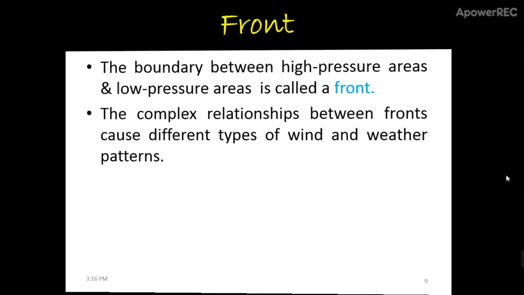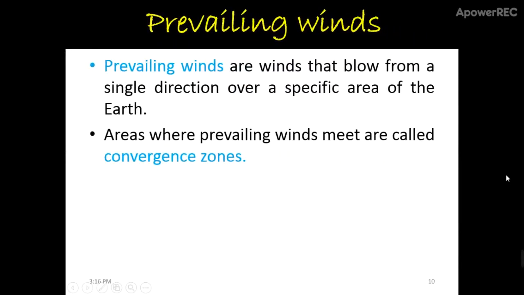Prevailing winds. Prevailing winds are winds that blow from a single direction over a specific area of the earth. Areas where the prevailing winds meet are called convergence zones.